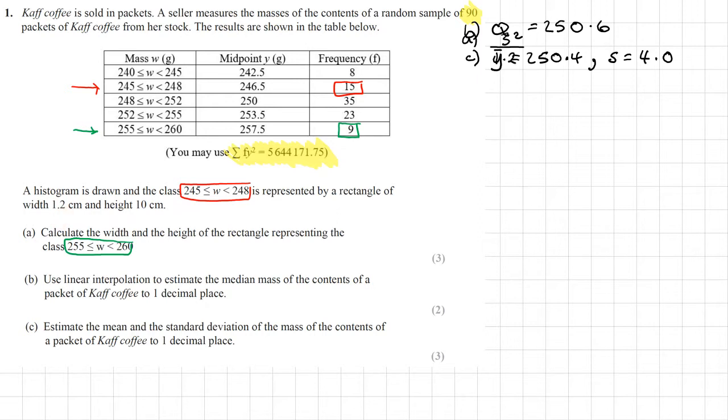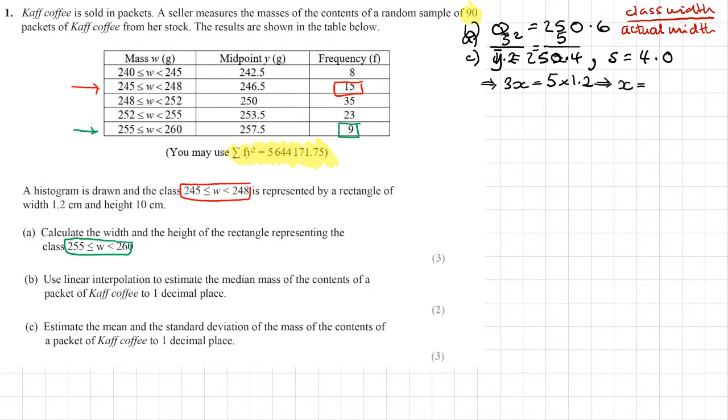That ratio will be the same whichever bar you look at. So if I look at the bar that goes from 255 to 260, that has a class width of 5 divided by an actual width, which is what we need to find. Let's call that x. To summarise, the class width divided by the actual width is the same ratio whichever bar you look at. So let's cross multiply, and that gives me 3x is equal to 5 times 1.2.